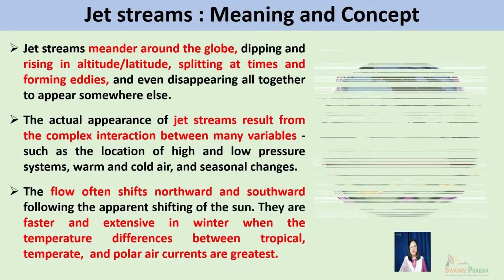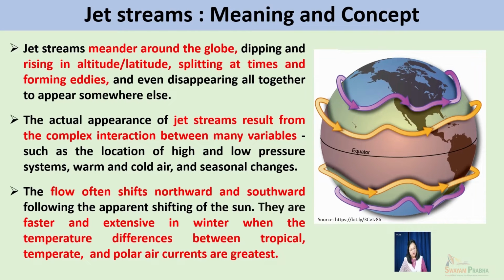Now, jet streams meander around the globe, dipping and rising in altitude and latitude, splitting at times and forming eddies, and even disappearing altogether to appear somewhere else. So they are very dynamic in nature, constantly forming a wavy pattern while circulating around the globe. The actual appearance of jet streams results from complex interaction between many variables, such as the location of high and low pressure systems on Earth's surface, existence of warm and cold air, and seasonal changes across the latitudes.